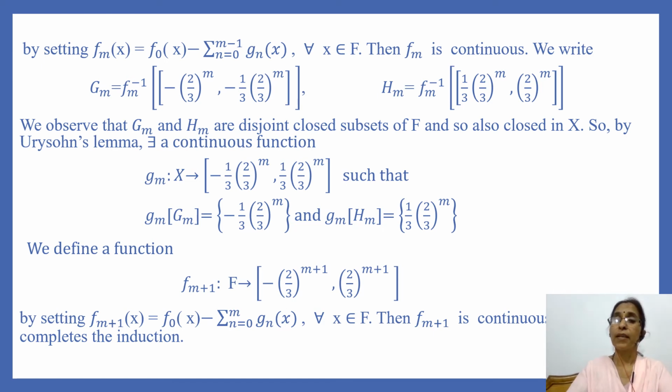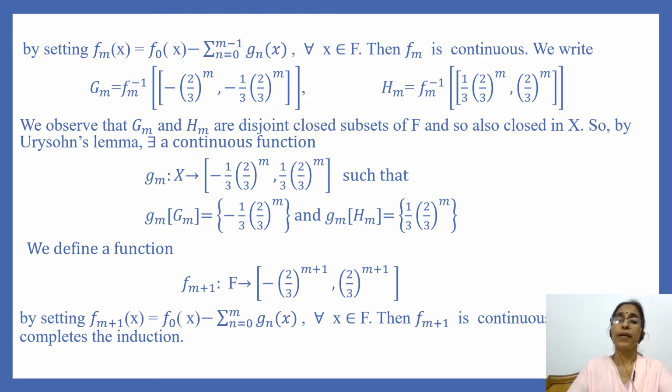We observe that, as we have observed earlier also, G_m and H_m are disjoint closed subsets of F, and so are closed in X. So by Urysohn's lemma, there exists a continuous function g_m from space X to the closed interval [−(1/3)(2/3)^m, (1/3)(2/3)^m], such that g_m maps each element of the set G_m to −(1/3)(2/3)^m, that is the left end point of the interval, and g_m maps each element of H_m to (1/3)(2/3)^m, that is the right end point of the interval.